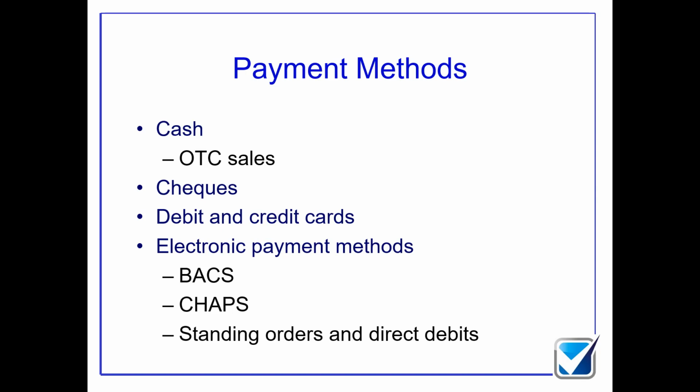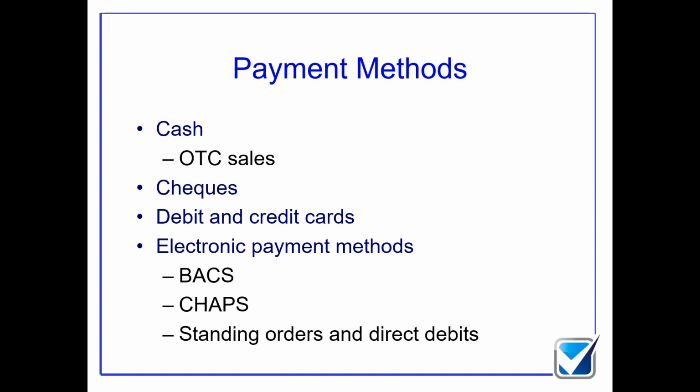Now, BACS is the bank's automated clearance system, and what happens with a BACS payment is you transfer money from your account to somebody else's account. BACS tends to be low cost. However, it also tends to only be used for very small transactions. If you've got a transaction in excess of $10,000, you may find you'll be expected to use CHAPS, which is the Clearinghouse Automated Payment System.